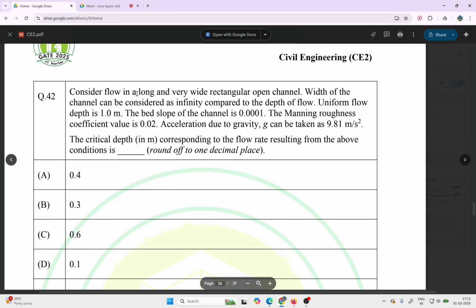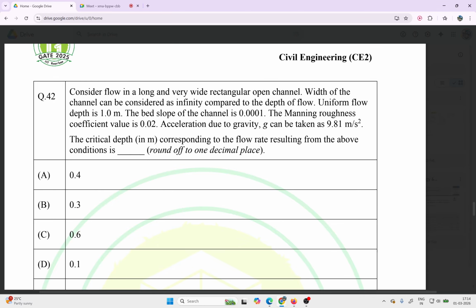Consider a flow in a long and very wide rectangular open channel. Width of the channel can be considered as infinity compared to the depth of flow. Uniform flow depth is 1 meter. The bed slope of the channel is 0.0001. The Manning's roughness coefficient value is 0.02. Acceleration due to gravity g can be taken as 9.81 meter per second square. The critical depth in meter corresponding to the flow rate resulting from the above condition is.